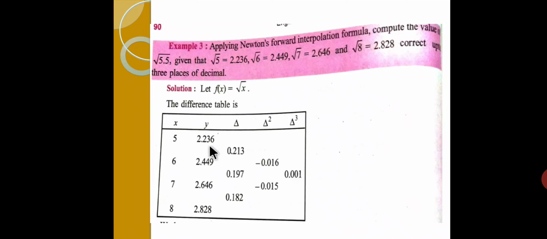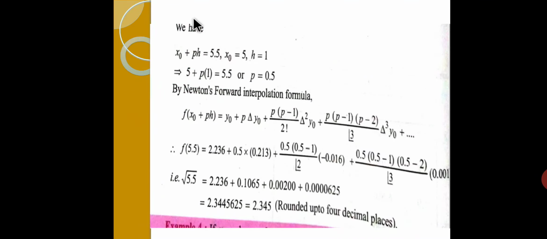Now we substitute these values in Newton's forward interpolation formula. Before that, the interval difference of the given arguments is h is equal to 1 and x value is 5.5. Using these values we find the p value. So we have initial value x naught is equal to 5 and interval difference h is equal to 1 and p is equal to 0.5.